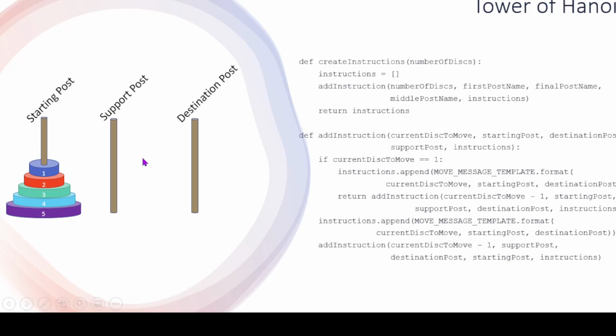For example, take disk 1 and put it on the support post. Take disk 2, put it on the destination post. Take disk 1, put it on the destination post. Something like that. And here's the code. I'm just going to show it to you to get started. We're going to write this in a little bit, but there's the code.